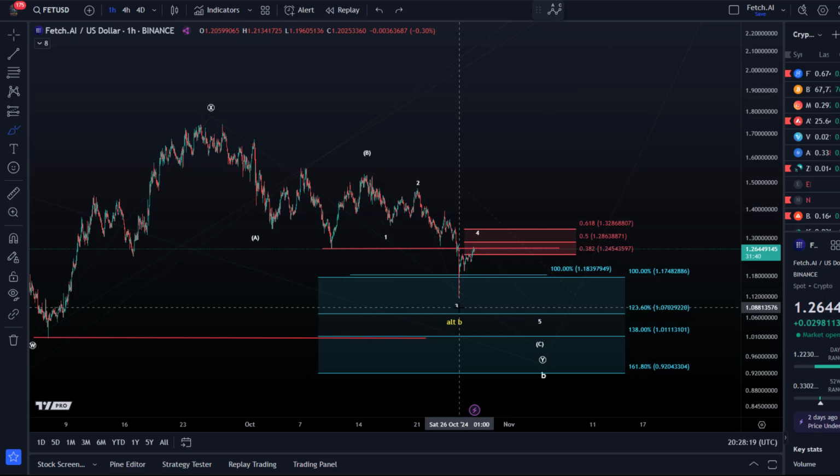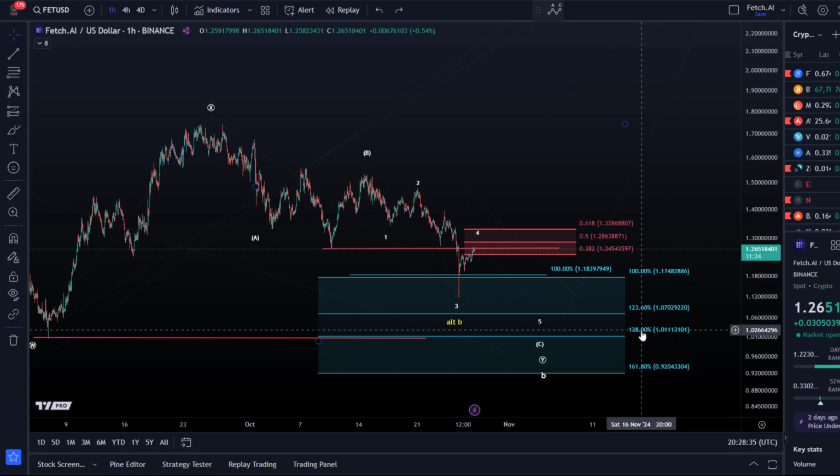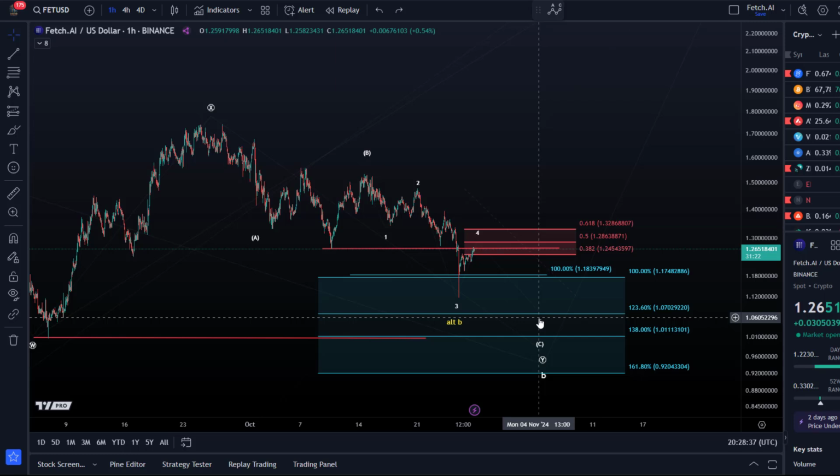But what else can I say? If we break below the swing low that formed here on Saturday, then the price would, as per this white scenario, which is what I'm expecting, at least what I'm watching for, reach $1.07 or $1.01 in the process, and then the correction could complete in that region. So that's the update about FET.